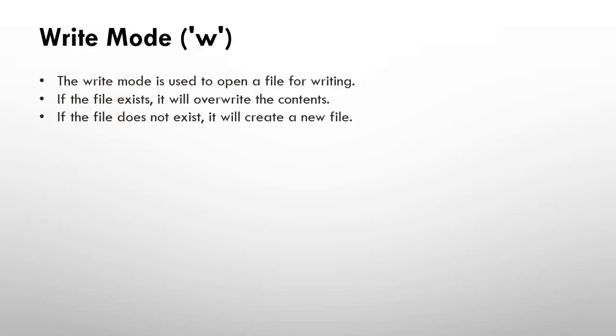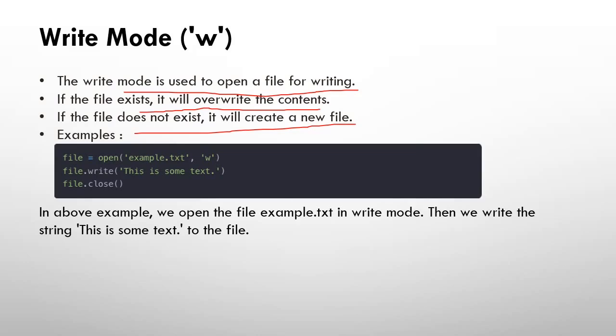Write mode. The write mode is used to open a file for writing. If the file exists, it will overwrite the contents, and if the file does not exist, it will create a new file. So in the above example, we are trying to open a file example in write mode, and then we are writing the statement, this is some text, in that file using the write function.